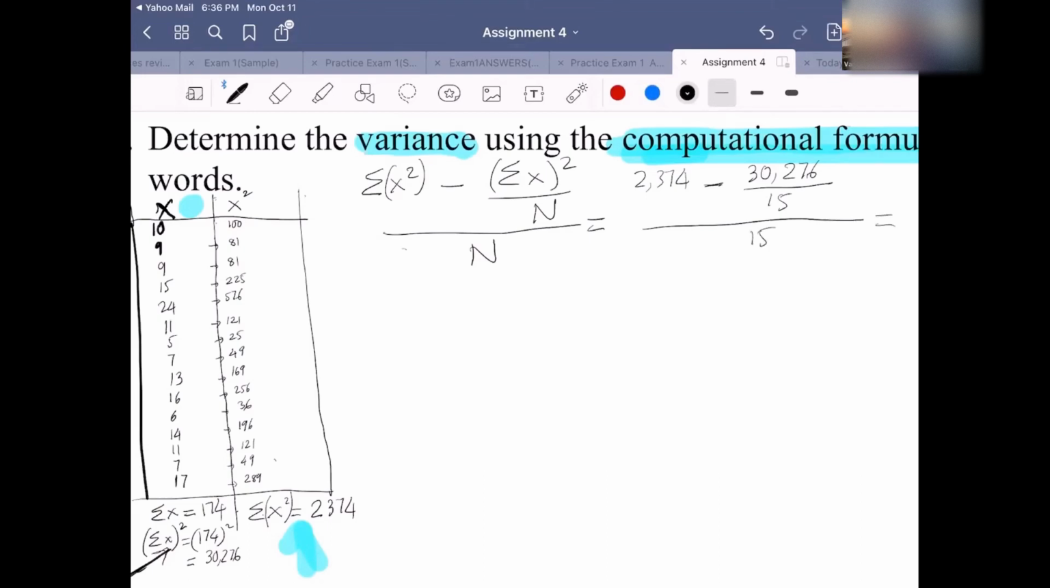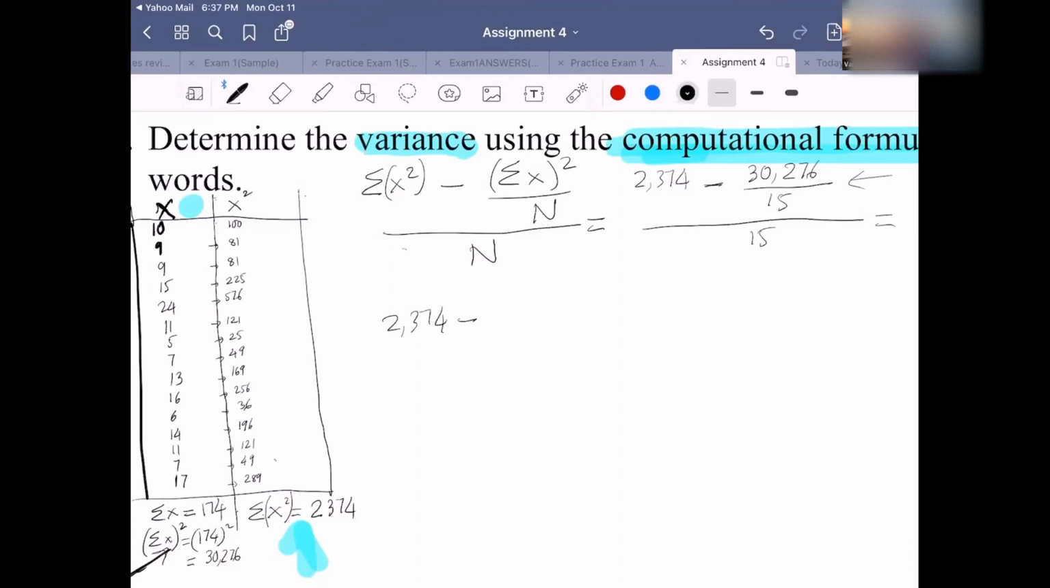All right, let's calculate this together. 2,374 minus. Make sure that you divide first, everyone. Can you divide for me and let me know what you get? What is 30,276 divided by 15? What do you guys get? I think that on the exam, they will ask you a question like this, so make sure that you know how to do it. You got it. How about other people? I think that is correct.